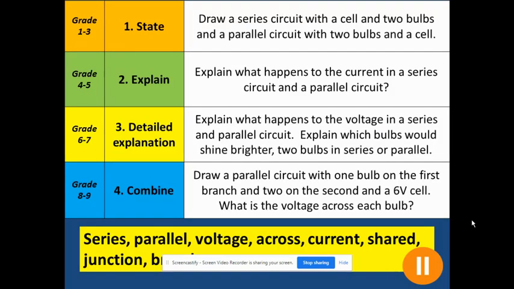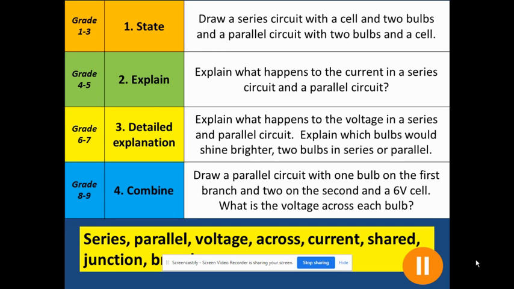So the written phase, again, you can see the pause button. In lessons, we usually spend about 15 minutes on the written phase, so you can leave this paused as long as you need. The state task is draw a series circuit with a cell and two bulbs, and a parallel circuit with two bulbs and a cell. Explain what happens to the current in a series circuit and in a parallel circuit. You can just write a sentence about what happens to current in a series circuit and a parallel circuit.